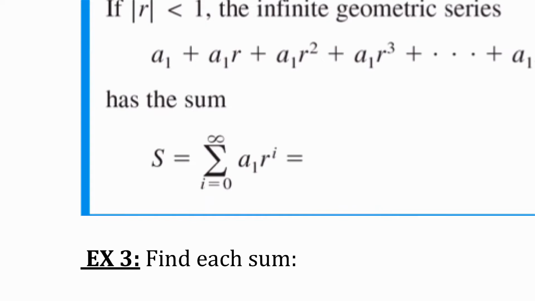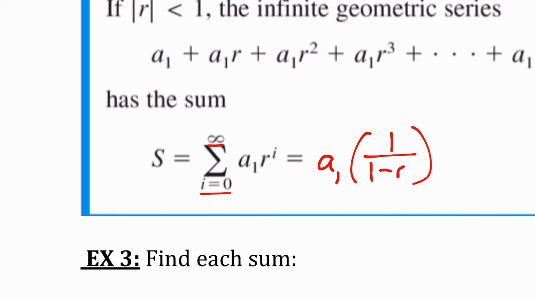You'll notice there's no subscript on this s. It would be like s sub infinity. But again, you're going from term 0 up to infinity. The formula we're going to use is a sub 1 times 1 over 1 minus r.